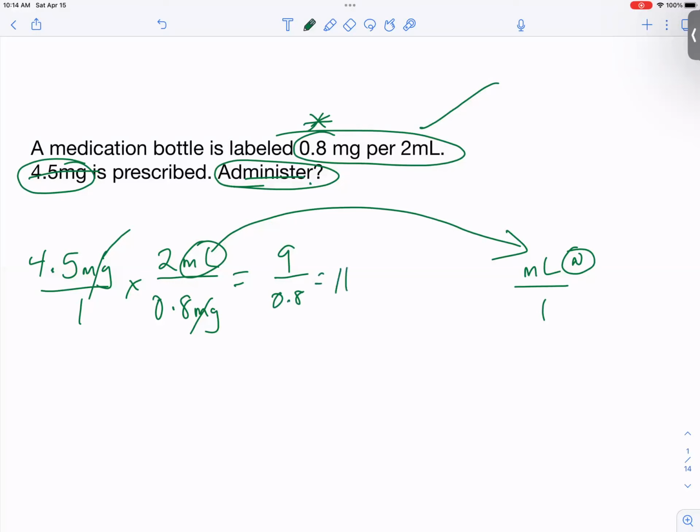That will give me 11.25. So my rounding rules, 10 and greater, I round to a whole number. So I look at my whole number, right? So 2 is not 5 and up, so my answer is 11 milliliters. So I will put this in a nice little medicine cup and go up to 11 milliliters, and I will give it to my patient. Beautiful.